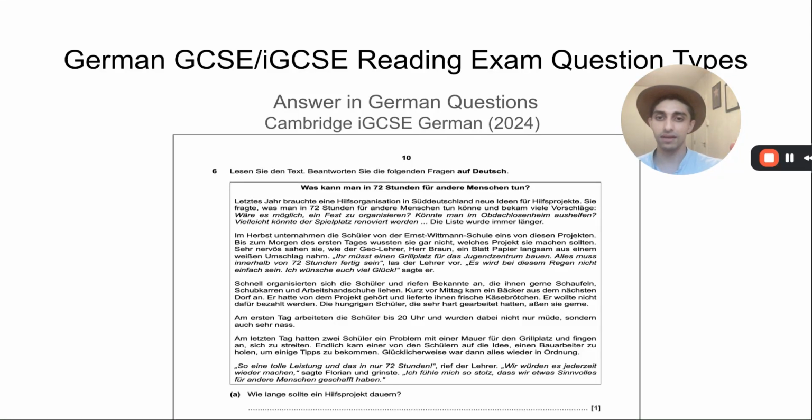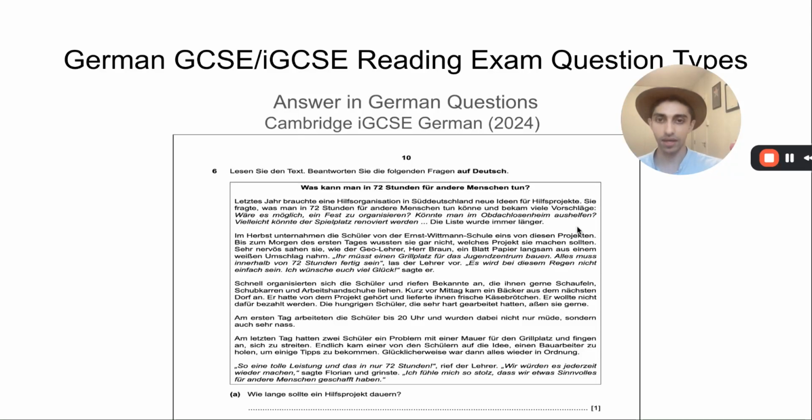That answer is actually found in the second line here. Sie fragte, was man in 72 Stunden für andere Menschen tun könnte und bekam viele Vorschläge. They asked what one could do for other people in 72 hours. And they got many suggestions.